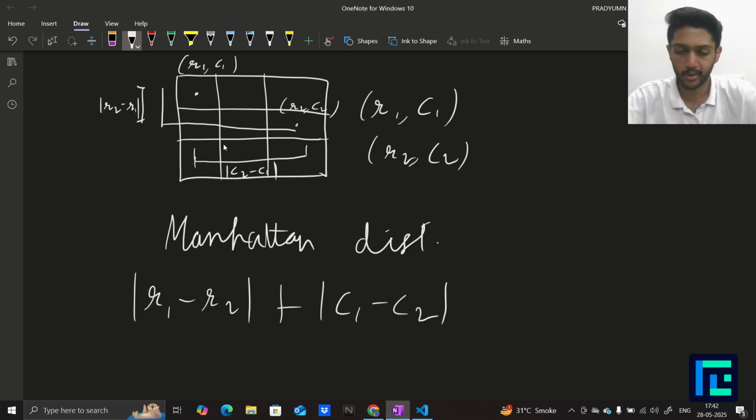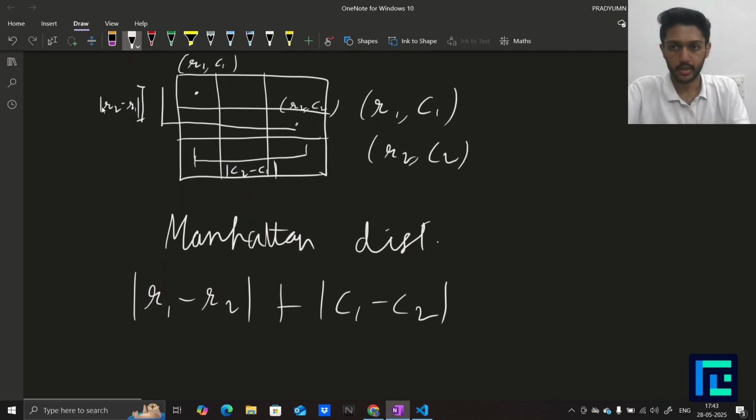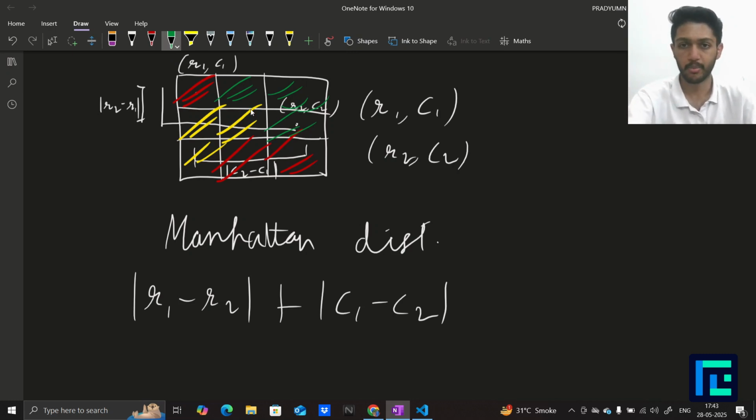So what they want us to do is that they have colored this grid into many colors. Let's say there are 3 colors for now. So they have colored it like this. Maybe these are green, then these are yellow or something. They want us to find the distance between every pair of the cells having the same color. We want to find the sum of distances.